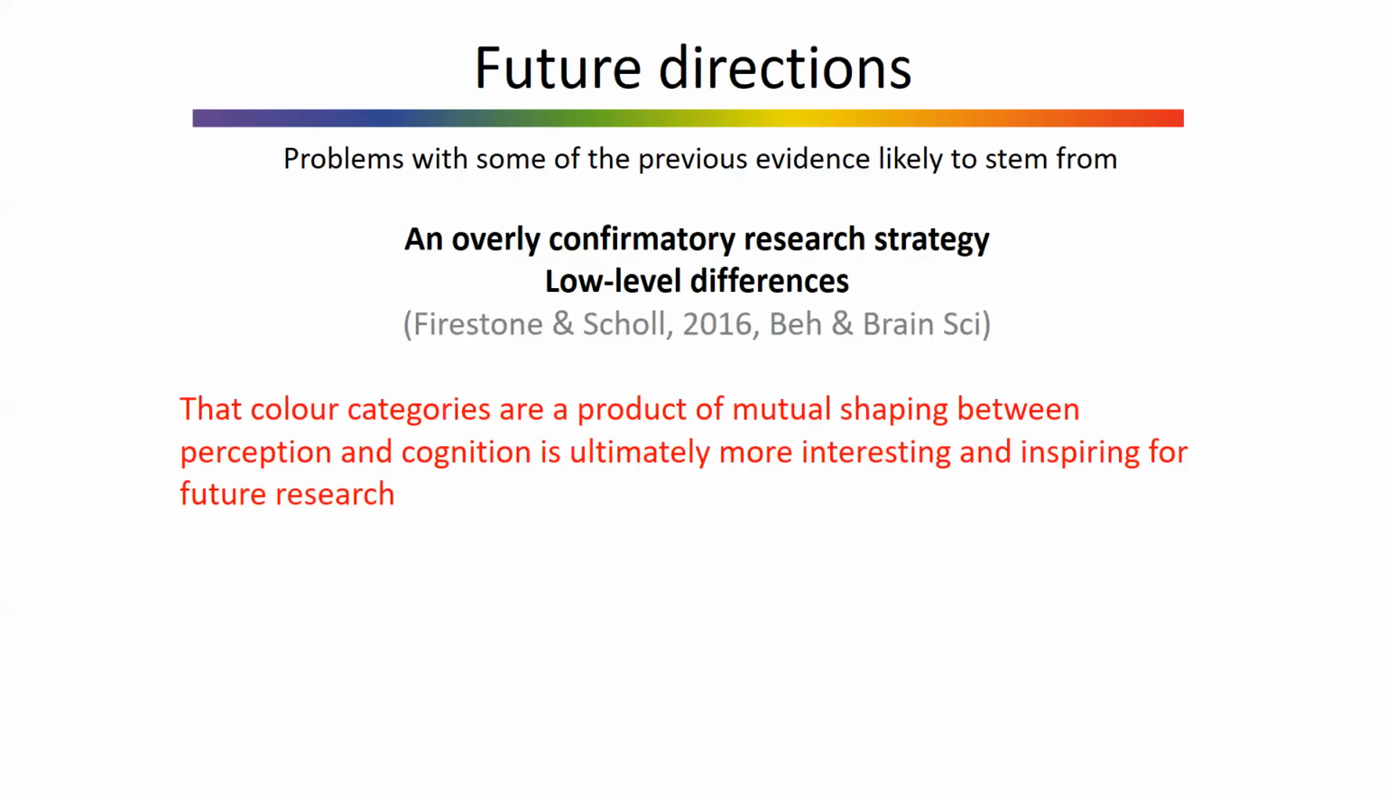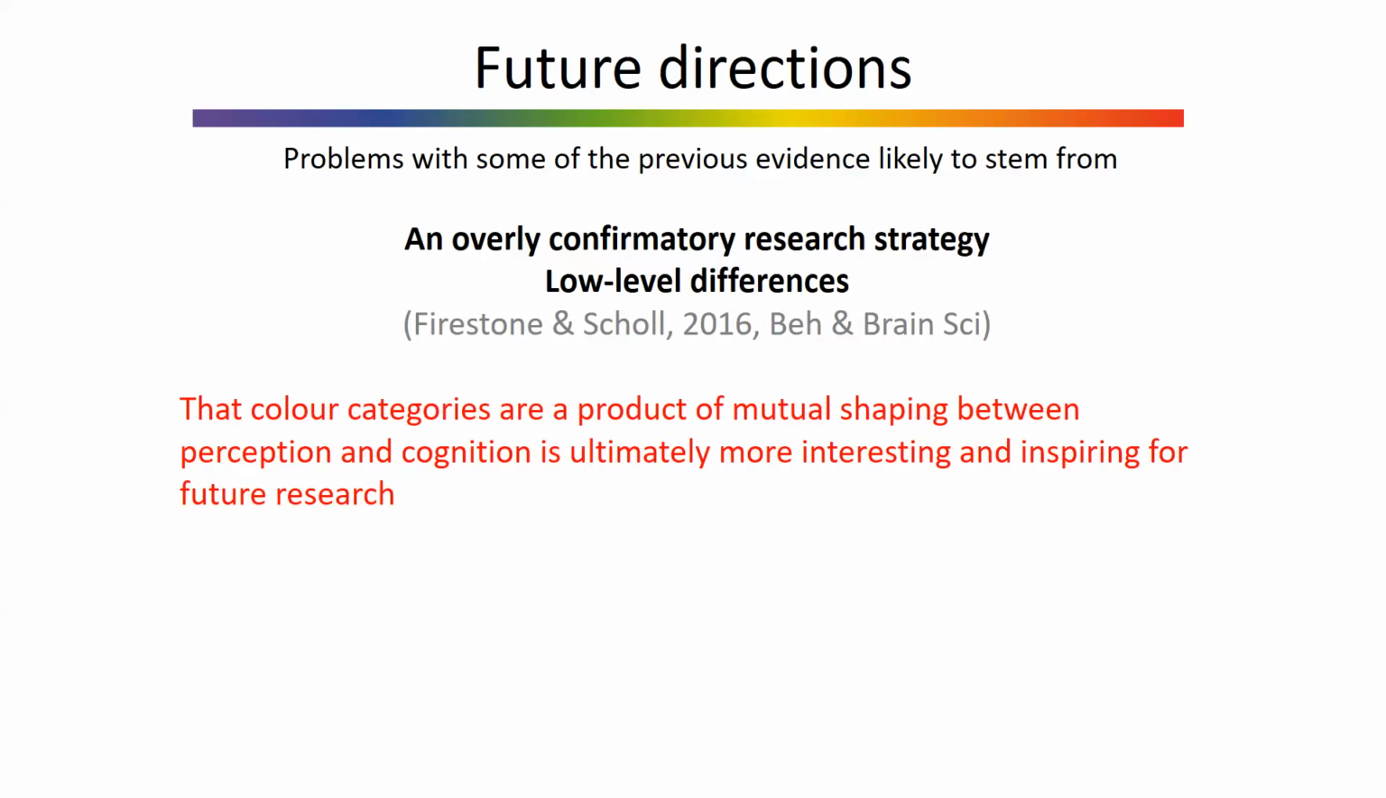But it's not so much that cognition affects perception. I would argue that my results put all together show that color categories are a product of mutual shaping between perception and cognition. And I would say that this mutual shaping is probably ultimately more interesting and inspiring for future research than a simple effect of cognition penetrating perception. And this is not something I've come up with. You know, in research we are always standing on the shoulders of giants.